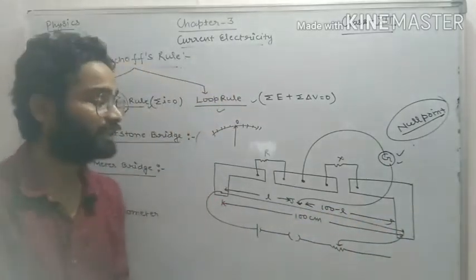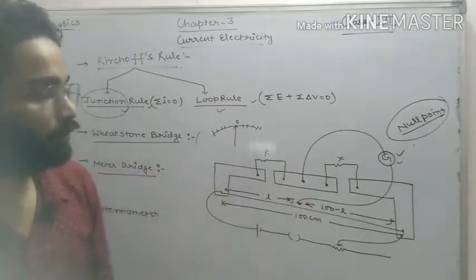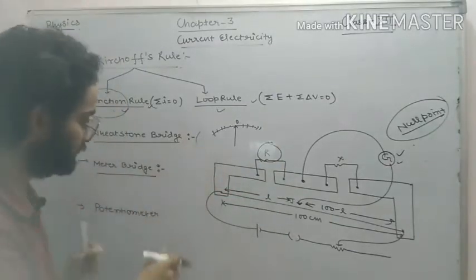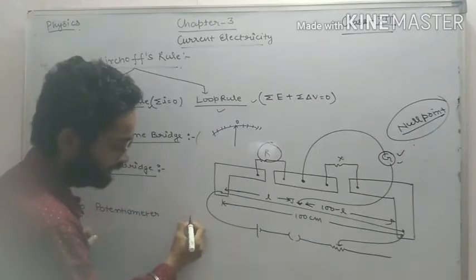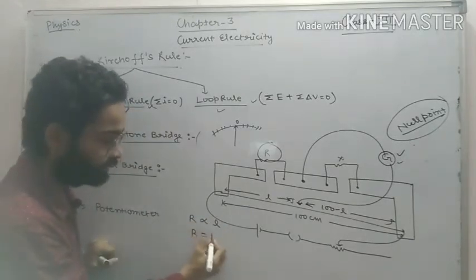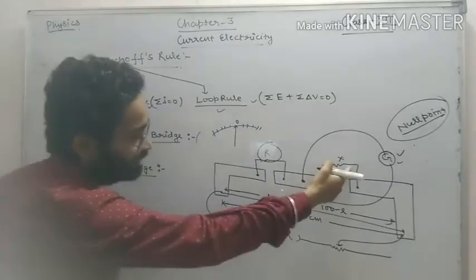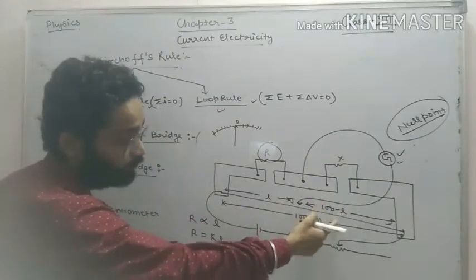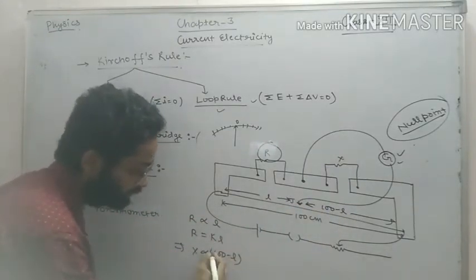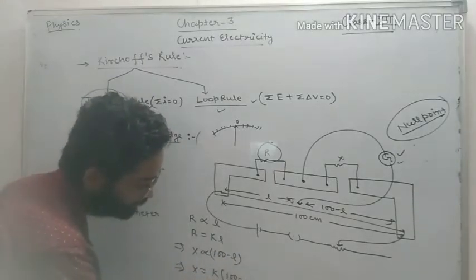So if you are to find the value of X by using this device, we can find the value of the unknown resistance if one known resistance is given. The formula can be written like R is directly proportional to L, that is R is equal to KL. Moving to the next one, X would be directly proportional to the appropriate length, that is X is directly proportional to 100 minus L. This can be X is equal to K times 100 minus L.